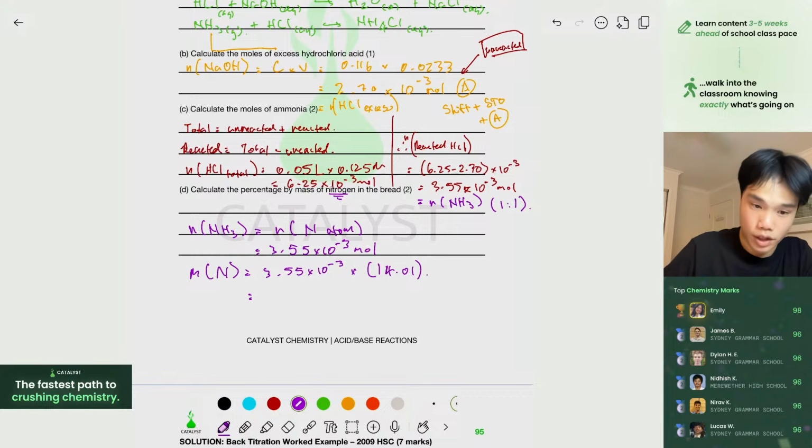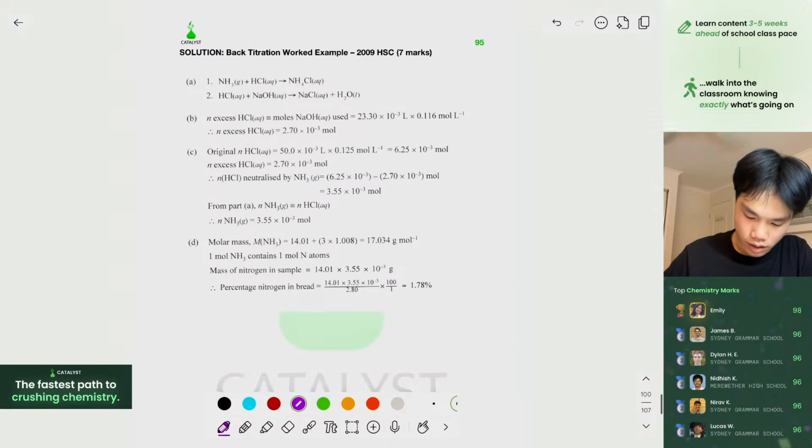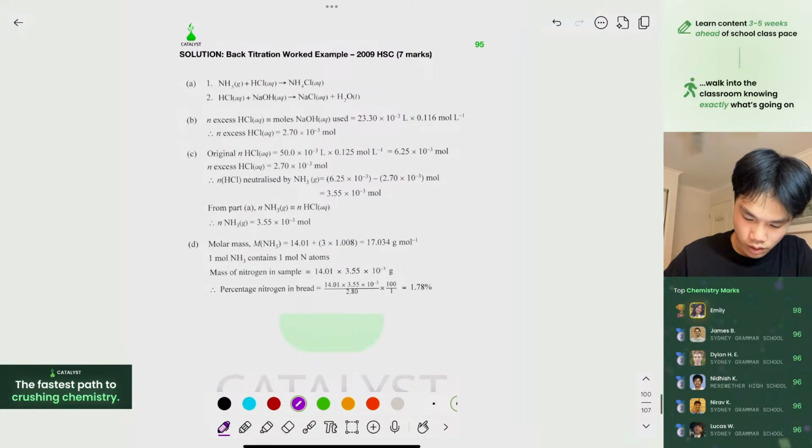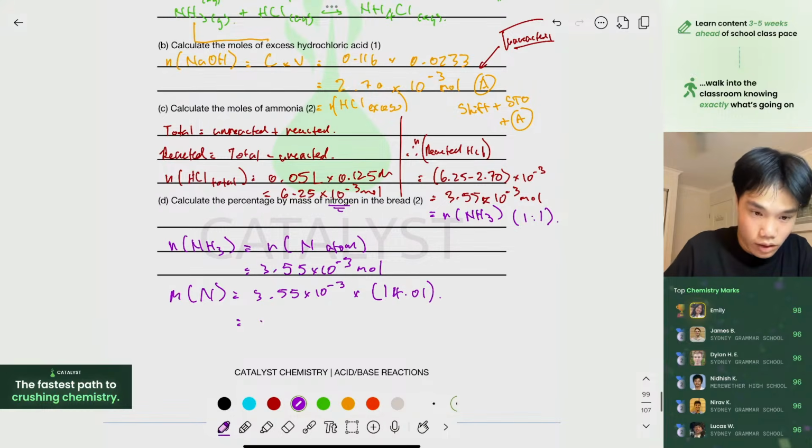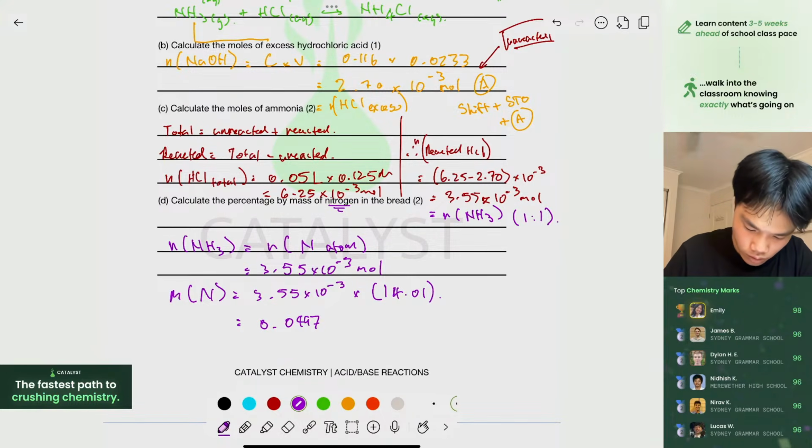And that ends up being 3.55 times 10 to the negative 3 times 14.01, which ends up being 0.0497 grams.